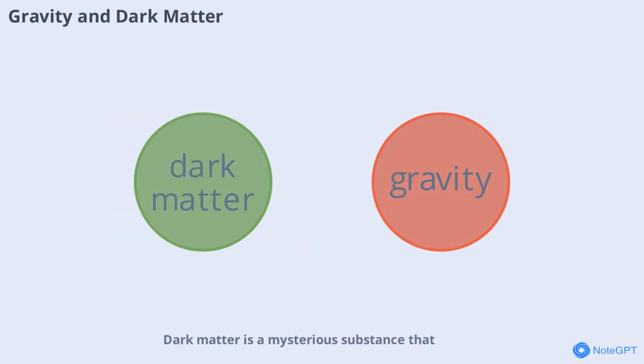Dark matter is a mysterious substance that doesn't emit light but exerts gravitational pull. Astronomers detect dark matter by observing its gravitational effects on galaxies and galaxy clusters. Without dark matter, galaxies would not hold together as they do. Studying gravity helps scientists search for and understand this elusive component of the universe.